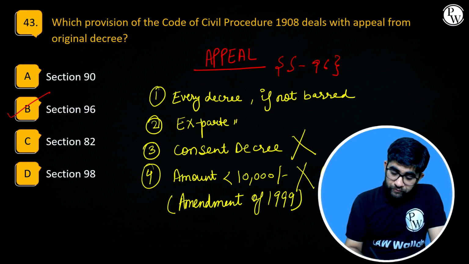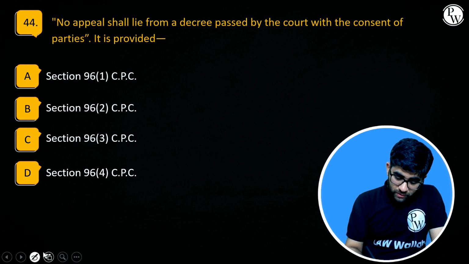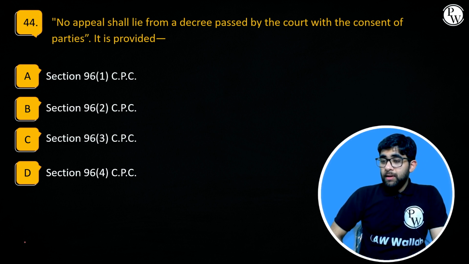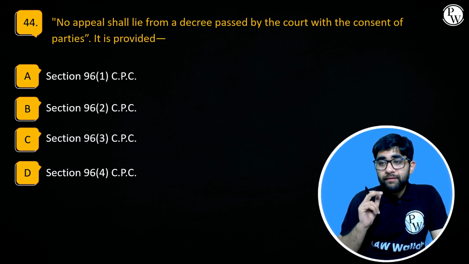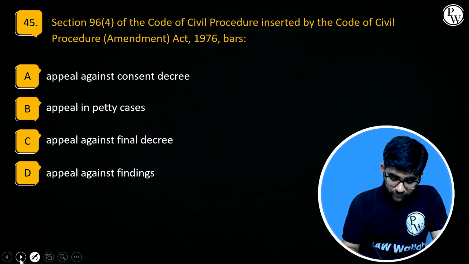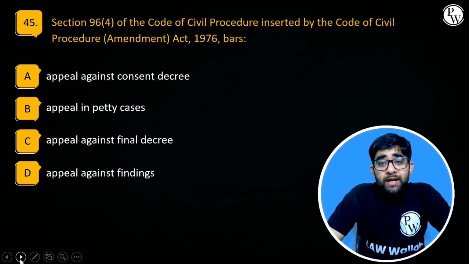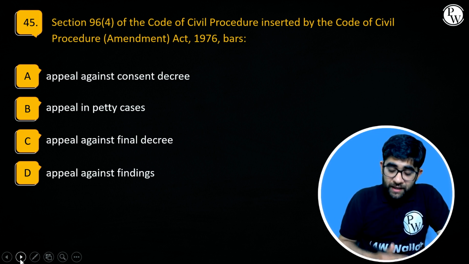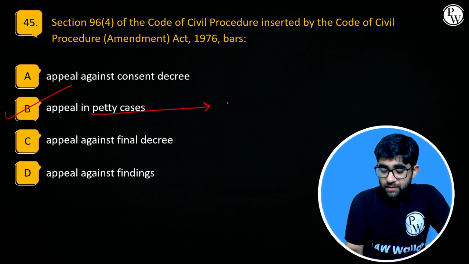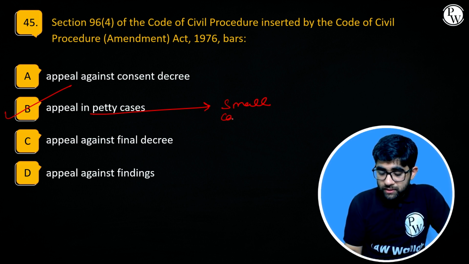So the next question is: no appeal shall lie from a decree passed by the court with the consent of parties. It is provided under 96, clause 3. The 44th is C. Next, the 45th: section 96 clause 4 of the Code of Civil Procedure, inserted by the Code of Civil Procedure Amendment Act, bars appeal against consent decree, appeal in petty cases, appeal against final decree, appeal against findings. Petty cases means small cases.